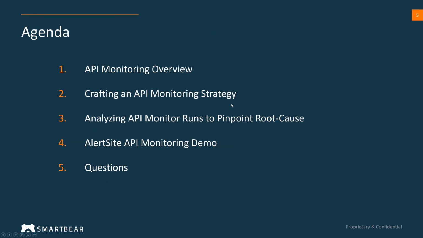So to go over what we're going to be talking about today, first of all, I'm going to go over API monitoring, sort of what is it, give you guys a little bit of context. Then we'll go through how you can better craft an API monitoring strategy, and then how you can actually execute that. So when you're going through, what are you looking for in your API monitoring runs? What do those look like, first of all? And then how do you set all of those up? So we'll go into AlertSite, into the platform, and show you guys how to get started. And obviously, we'll run through any questions that you guys have.